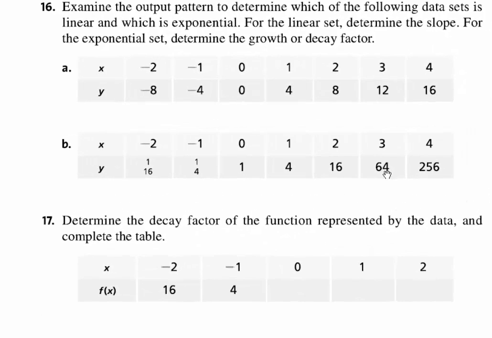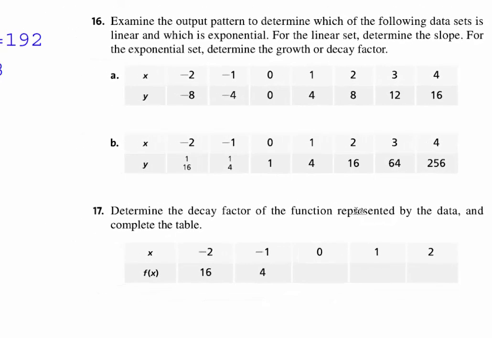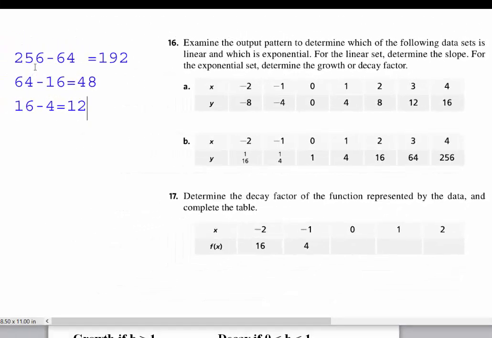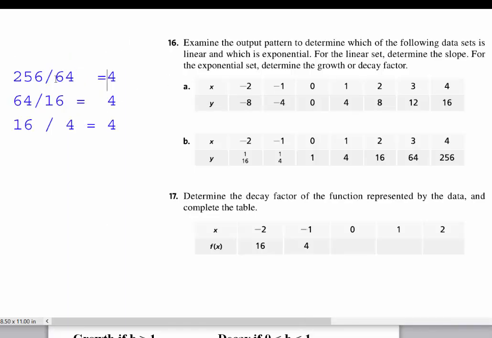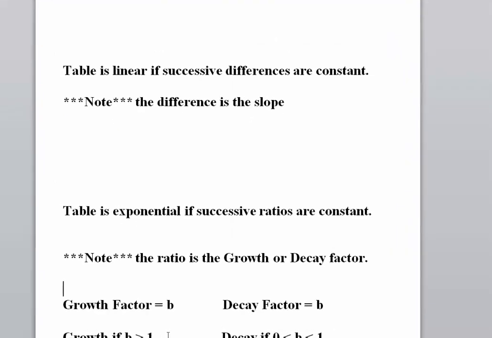If I subtract 256 and 64 and 64 and 16, I do not get the same difference. When I try my successive difference test, you see my differences are all different. So I know this is not linear because my successive differences are not constant. So why don't I try successive ratios? You notice when I do successive ratios, or I divide the numbers that are next to each other, I end up with the same answer. I get 4 every time.